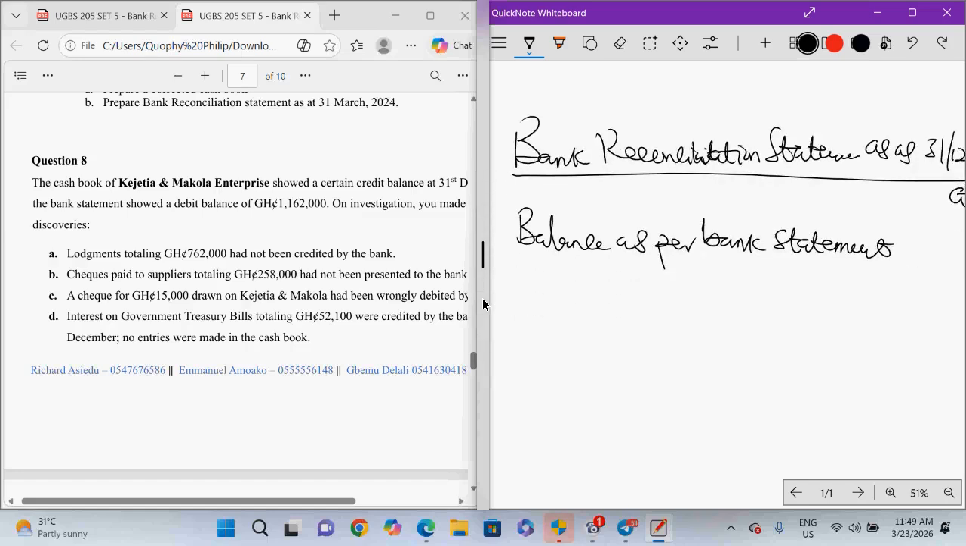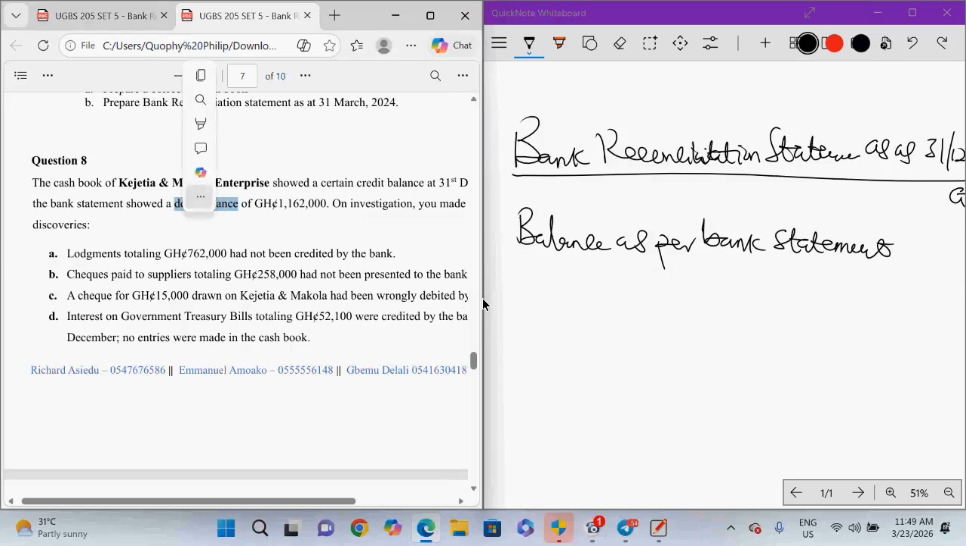So I'm sure it's a normal balance or it's an overdraft. They said the bank statement showed a debit balance. You see, a bank statement normally has a credit balance. So if you are telling us that it is a debit balance, then it is an overdraft. It is an overdraft too.